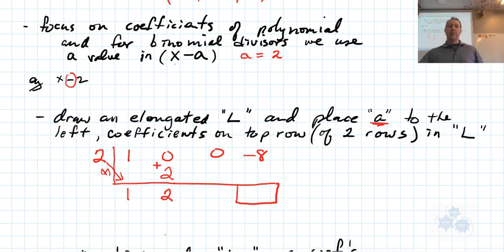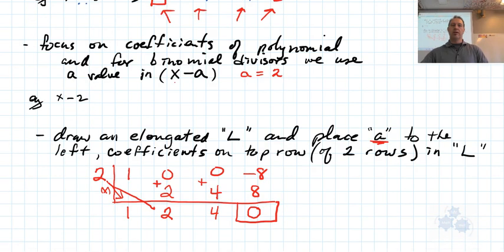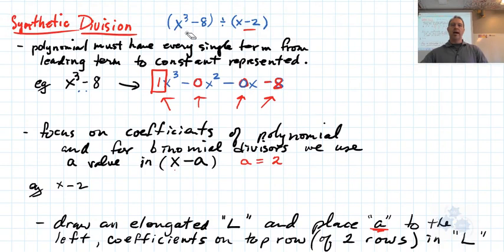So now we start over again and we multiply again. 2 times 2 is 4. Add: 4. 2 times 4 is 8. Add, and finally you put the sum in there. And this being a 0 is important, because that means that the remainder in this synthetic division is 0. Therefore, we know that x minus 2 is a factor of the original polynomial, x cubed minus 8. This is an actual factor. There's no remainder left over.